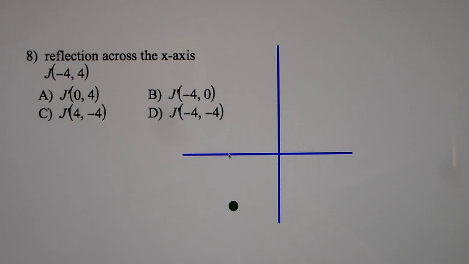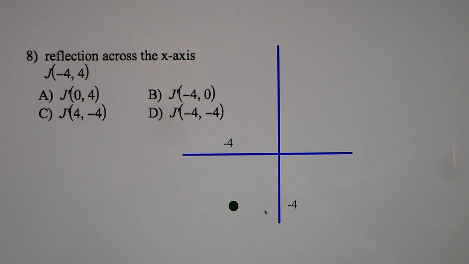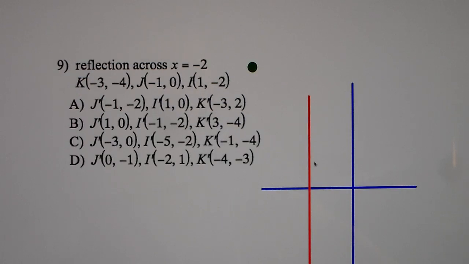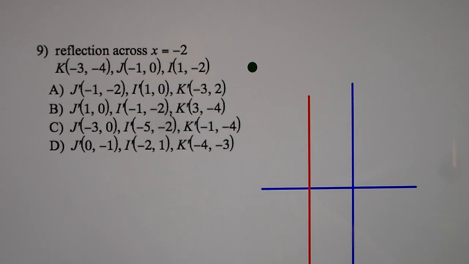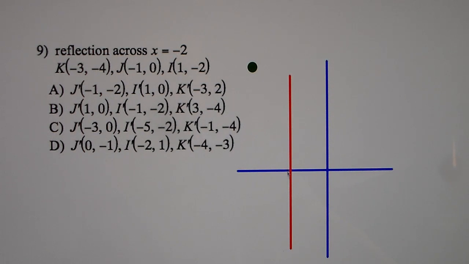Our new coordinate is now at -4, and the height is now -4. So (-4, -4). So 8 is D. Number 9. We've got to reflect across the x equals -2 line. So our red line will be the -2 line. That'll be our line of symmetry, or line of reflection, pardon me. x equals -2.